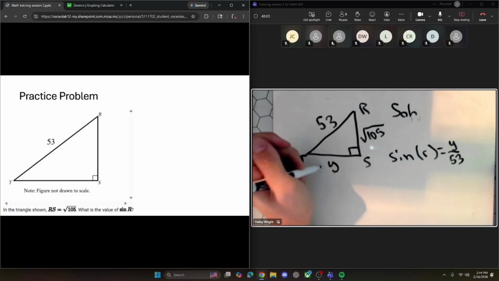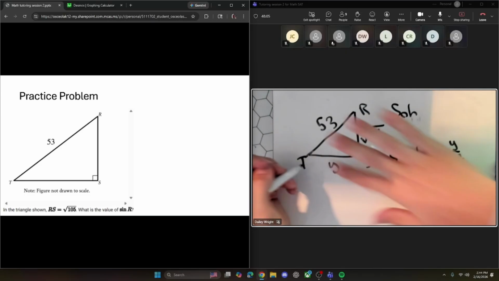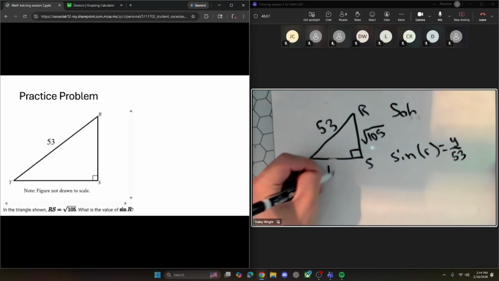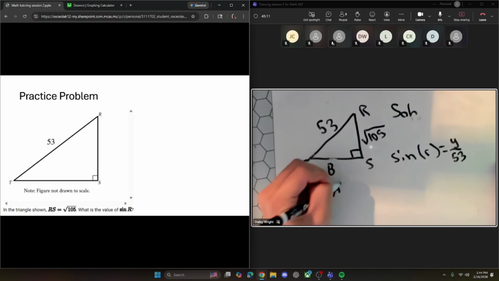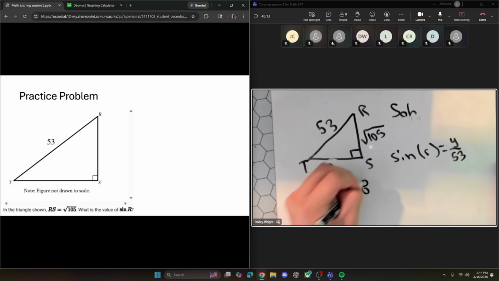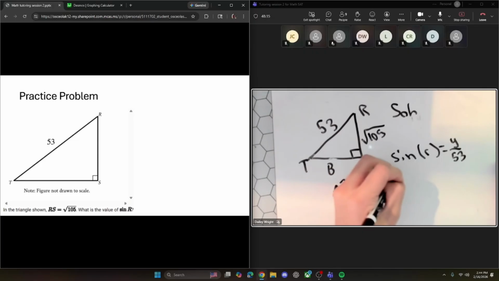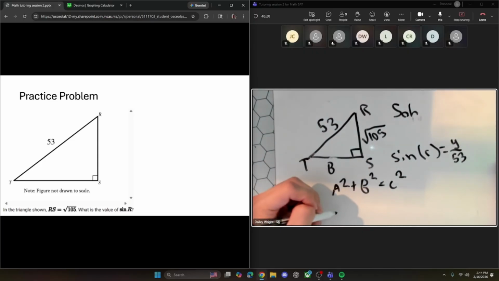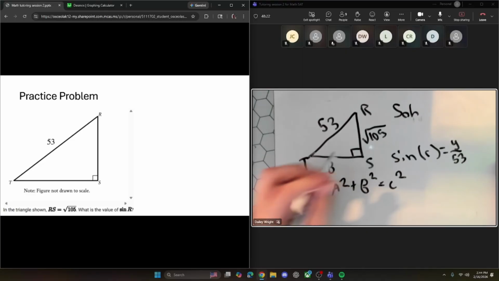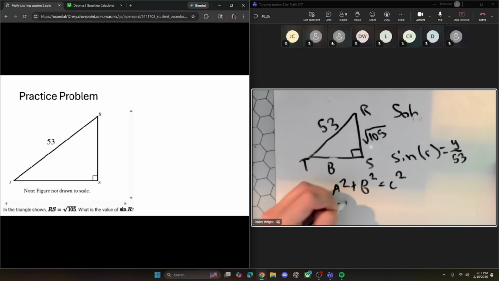So we know Y is a side. Let's just call this B instead so we can stick to the formula. A squared plus B squared equals C squared. Plug your stuff in. Square root of 105 squared is A squared, because C is always the hypotenuse. We can just call that 105 plus B squared equals 53 squared.